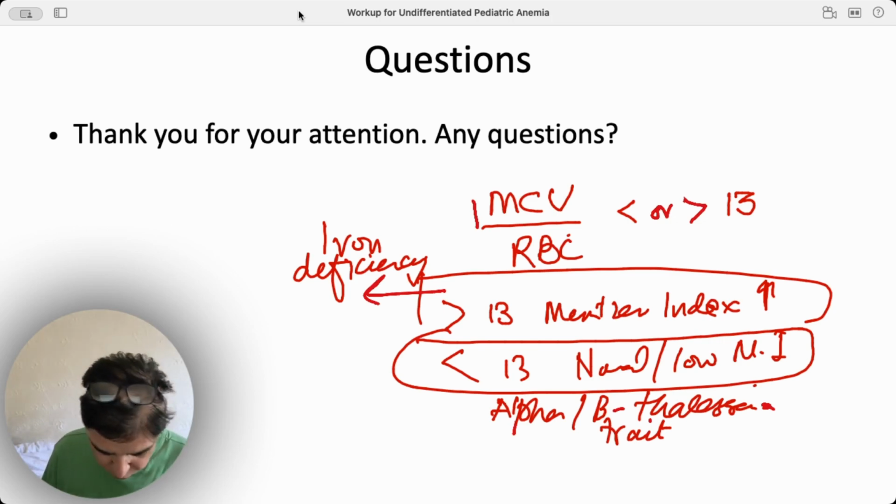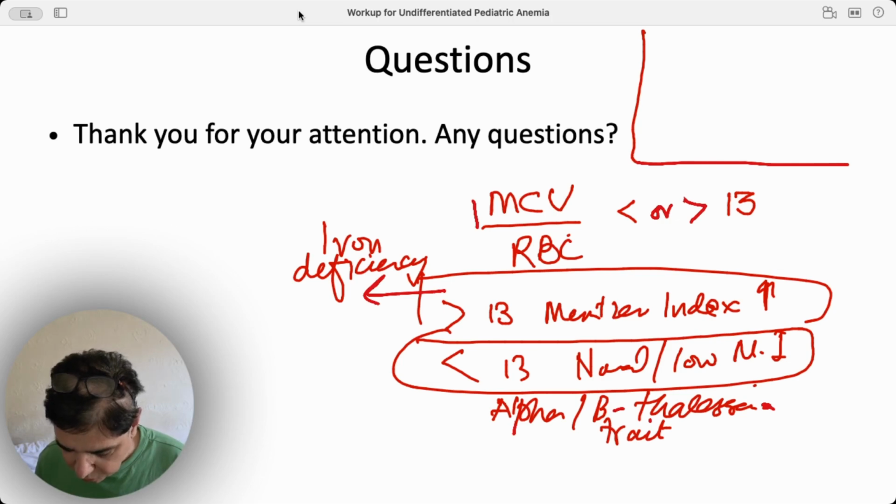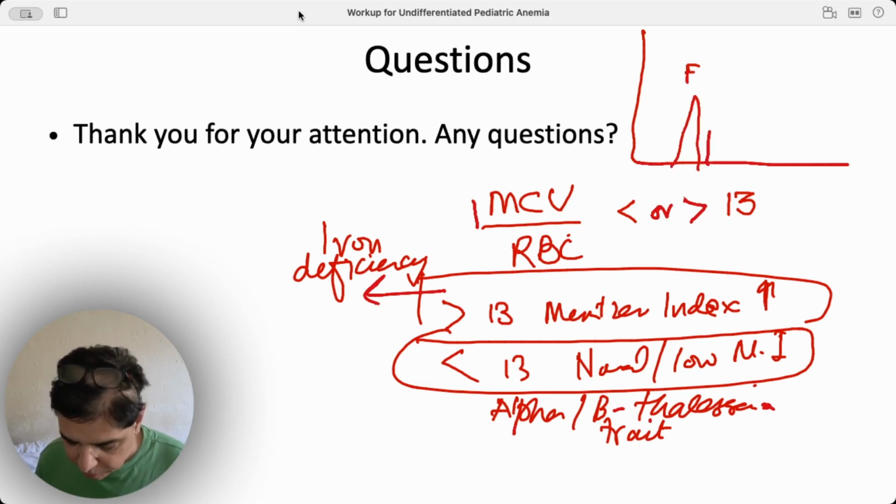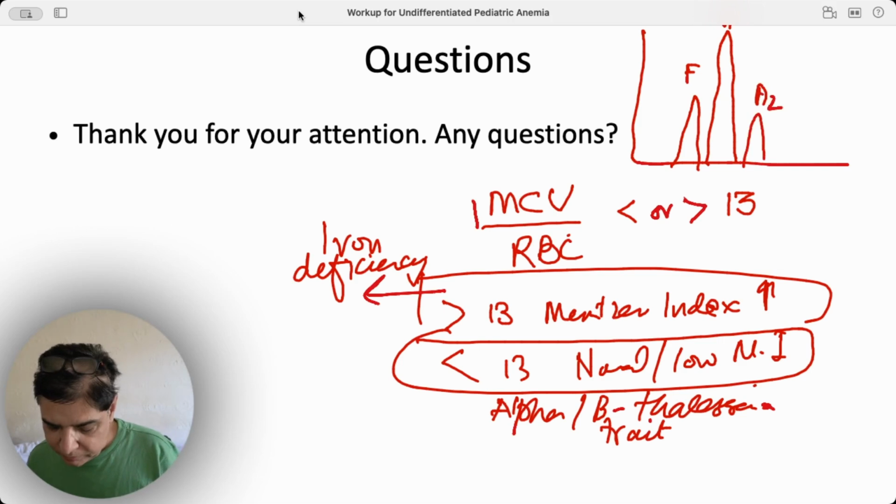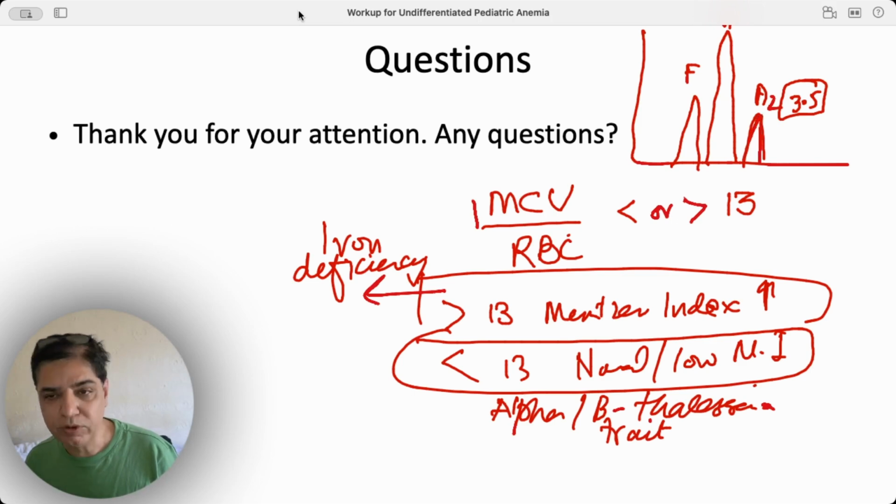Why? I will show you. If I make a graph like this, an HB electrophoresis graph, you have got this F, which is fetal hemoglobin, A, which is the adult hemoglobin, and A2. The A2 has to be more than 3.5 to make a diagnosis of thalassemia trait. So if you're too anemic, this would in any case be low, so you cannot make a diagnosis. So you have to correct the deficiency first and then do that.